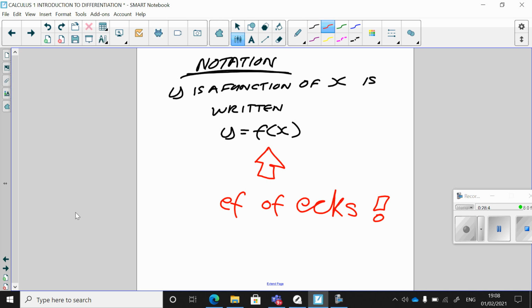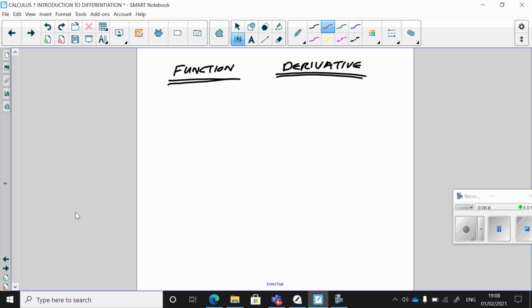To get an answer for y, I need to know what the x number is. F just relates to function, a function being a rule or a process. So we'll get different notation here for function and derivative. If it's just y, we can write it as dy by dx. That's if x is the other variable. Or if we're using the function notation, f of x, what they tend to do is just put a little dash there to indicate they're differentiating.